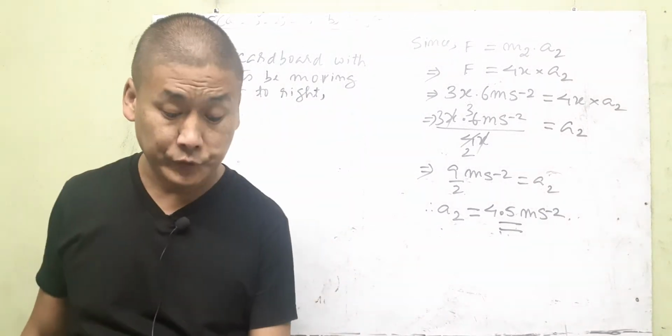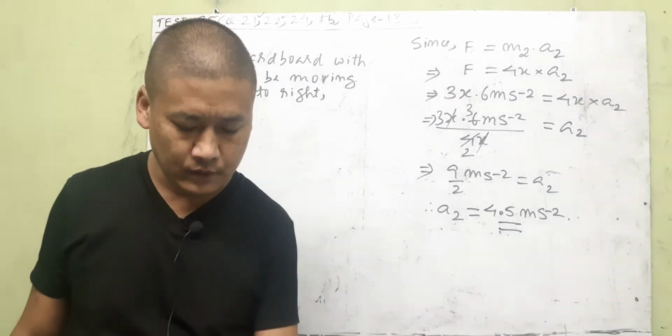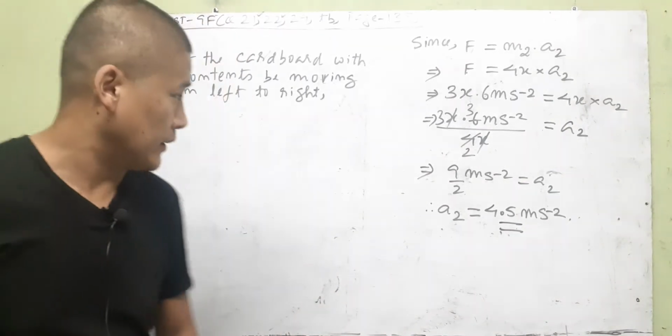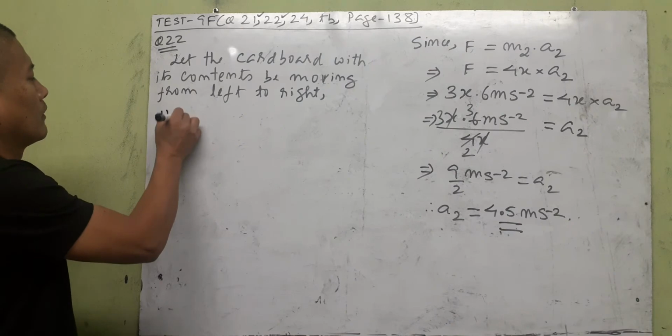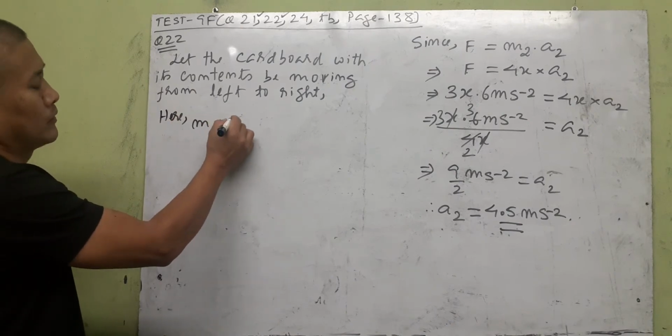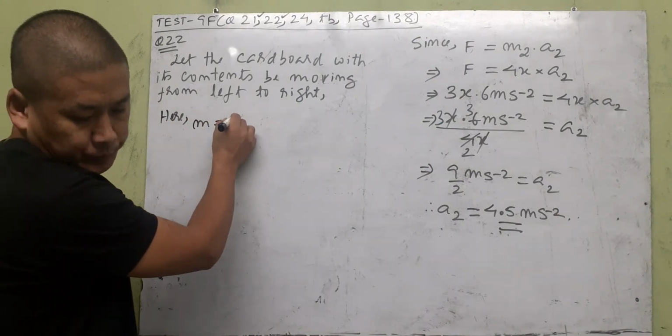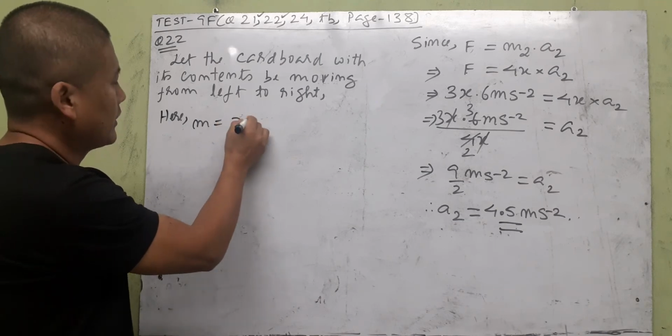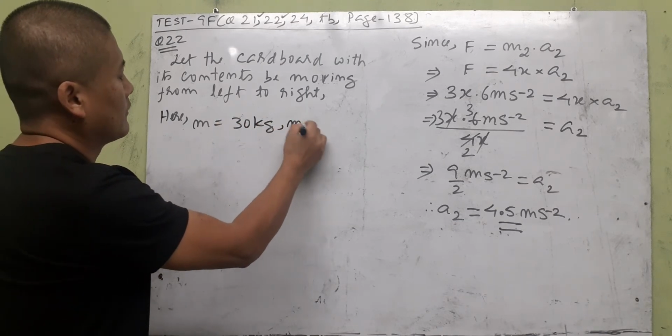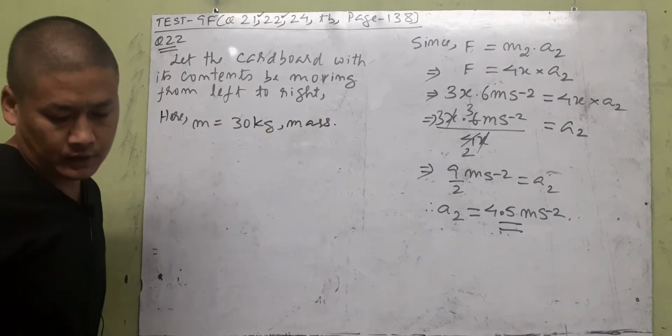We're going to see what the answer is, minus or plus. So here the mass M is equal to, together, cardboard and content, 30 kg. This is the mass of the object that we are discussing.